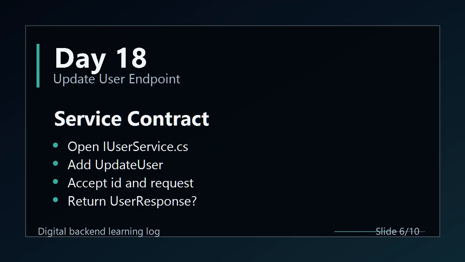Next, update the service contract. Add UpdateUser with the user ID and UpdateUserRequest. It returns nullable user response because the user may not exist.